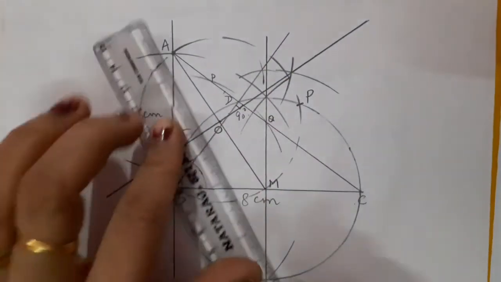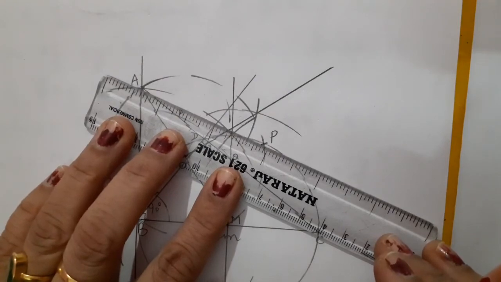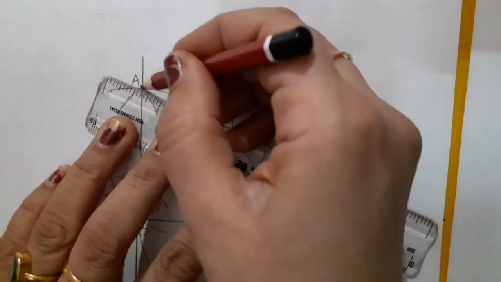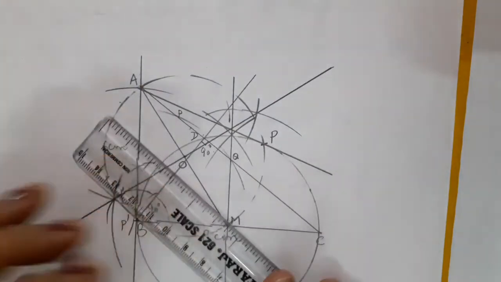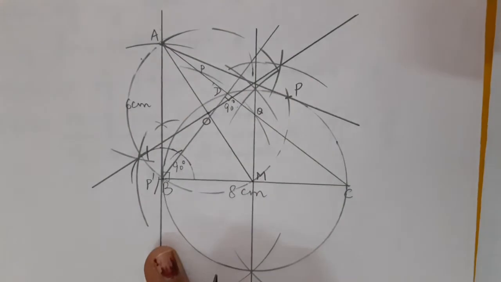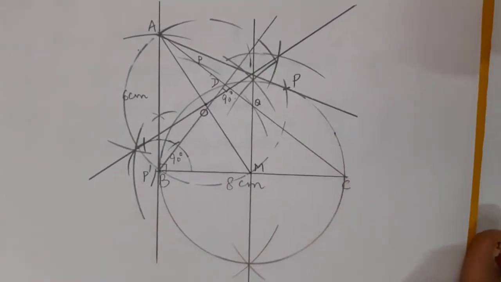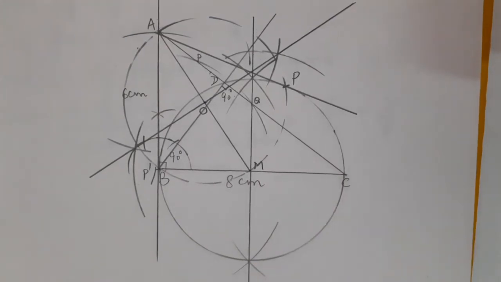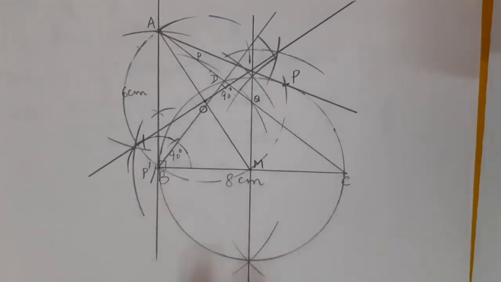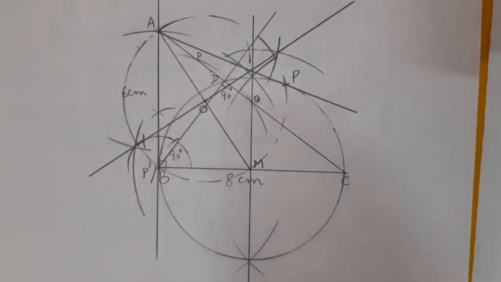This is the first tangent and this would be the other tangent. Correct? So AP and AP dash, these are the two tangents drawn to the given circle. Fine students, this is not at all tough. Please follow the steps whatever I have taught you in this video. You will definitely be able to draw whatever is the demand of the question. In the same manner you will be able to construct this diagram.